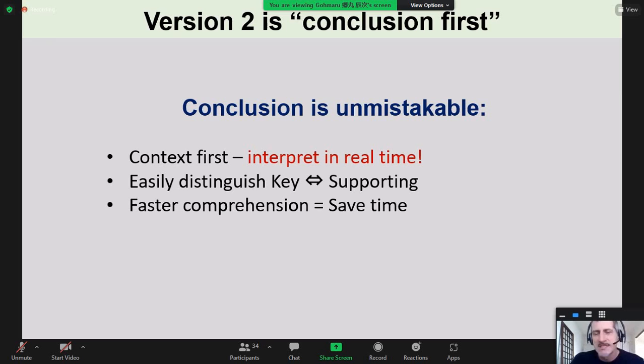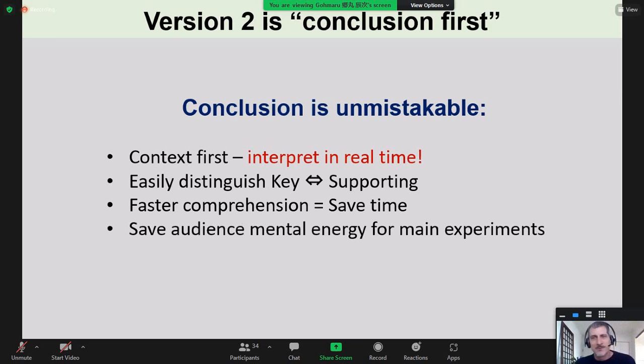You might also notice that I read the second versions a little bit faster. That was not because I think you're bored. It's because if you know the answer first, you will be able to comprehend the contents of that slide more quickly. And so it's also going to save some time. And this is really key also for saving mental energy. And you can keep it for later in the presentation.